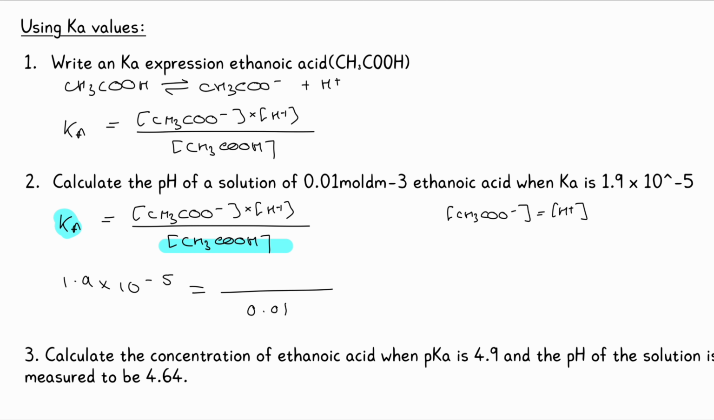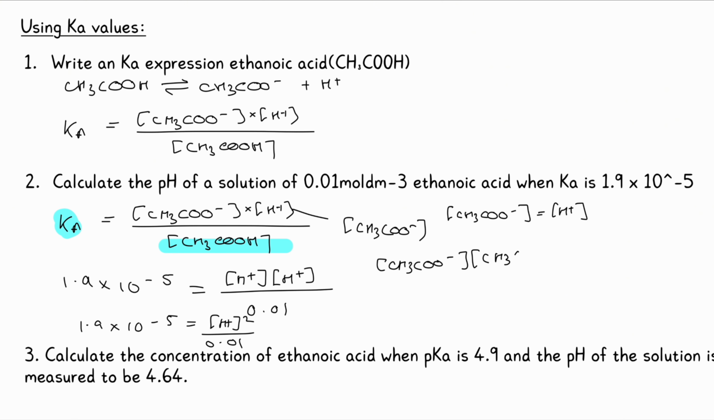So since they're the same, I can replace the ethanoate ion concentration here with the hydrogen ion concentration. That would lead me to do this: the hydrogen ion concentration squared all over 0.01. Now, you might be asking, why didn't I replace this one with the ethanoate ion concentration instead? So it turned out to be something looking like this.